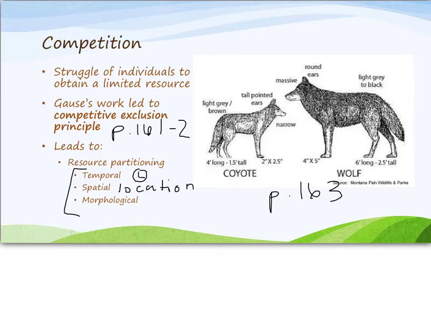Morphological has to do with actually evolving in and forming differences in their appearance so that they have different advantages over each other. Okay, so it's specifically the evolution of differences in body size or in shape. All right, so in figure 6.16 in your book, there's some more information on resource partitioning.